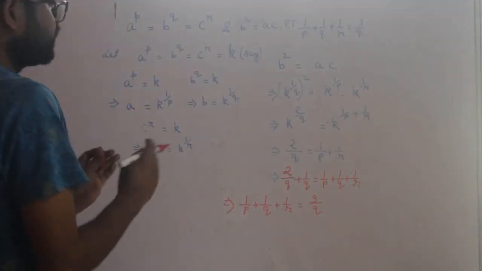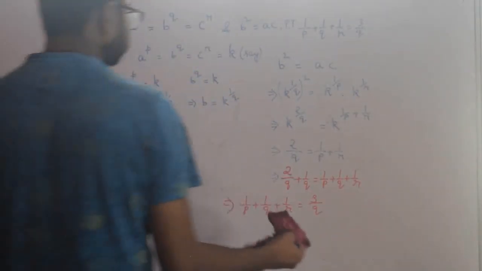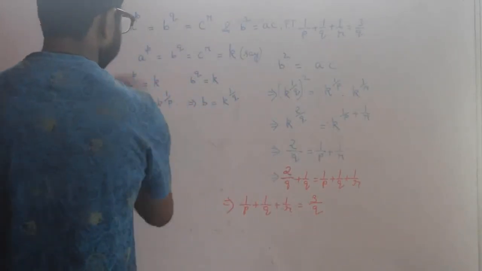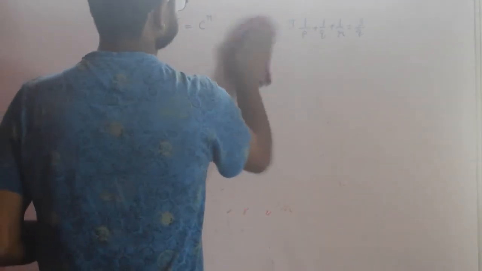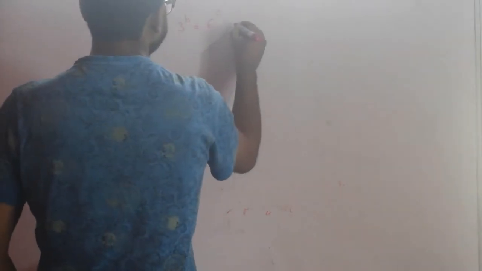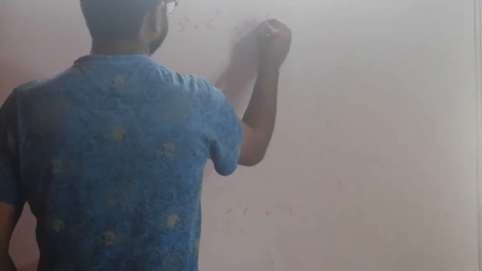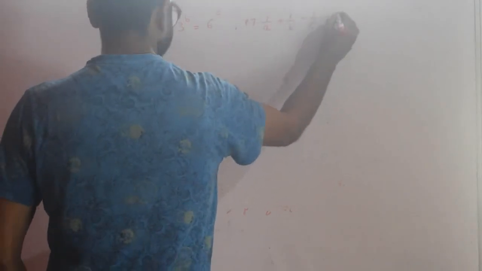So I think you have understood this one. So I'll give you one more example like this. Suppose 2 to the power a equal to 3 to the power b equal to 6 to the power c. Then prove that 1 by a plus 1 by b minus 1 by c equal to 0.